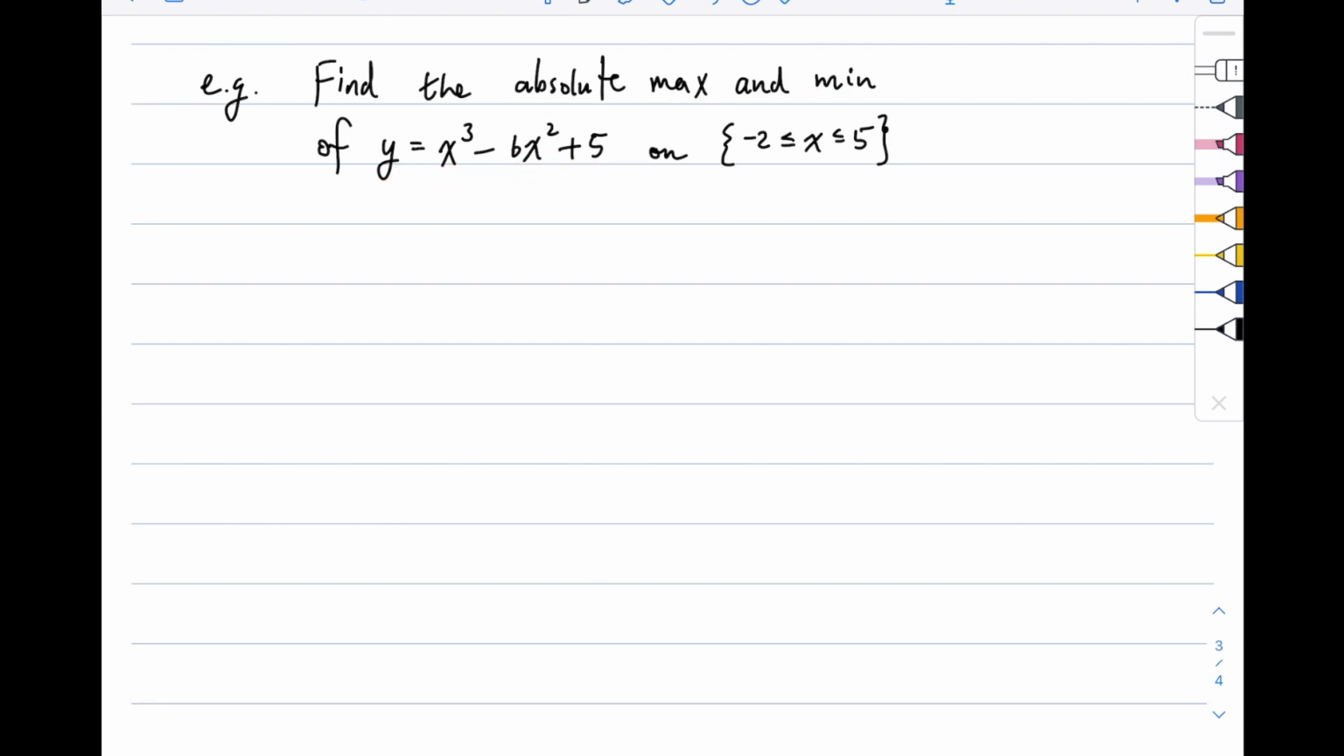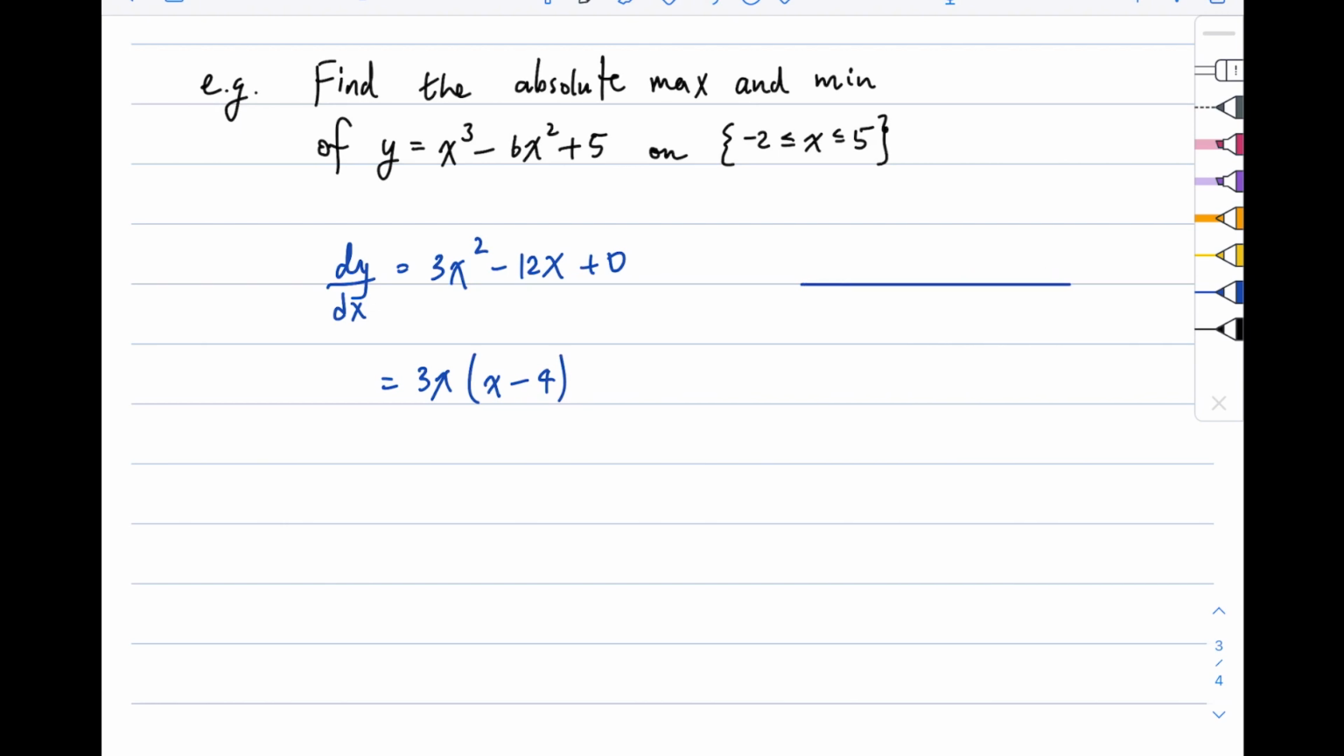Okay, let's first find the derivative. So this one's easy to do. It's 3x squared minus 12x plus 0. And then let's factor out what's common. So what's common is 3 and an x. So we have x minus 4. And then I'm just going to make a sign chart.